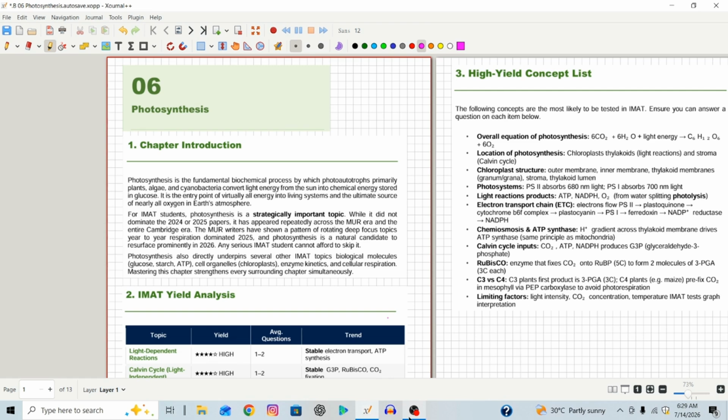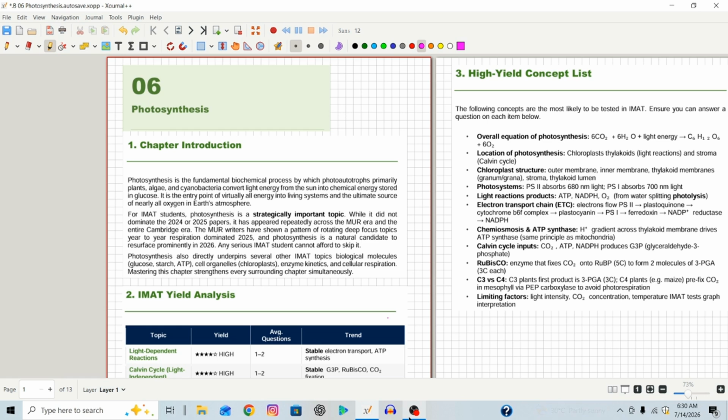discuss photosynthesis. Photosynthesis is one of the most important chapters, but in the MUR era there has been less focus on the photosynthesis chapter. You can say it was really high yield in the Cambridge era, but in the MUR era there are fewer MCQs from this chapter. Still, if respiration has been focused on for 2024 and 2025, that means they might shift towards the photosynthesis chapter too. So this is a chapter that you can't afford to skip.